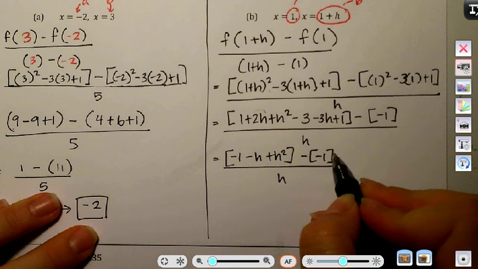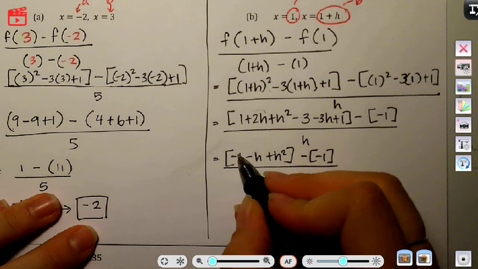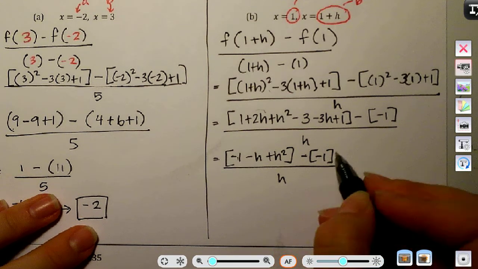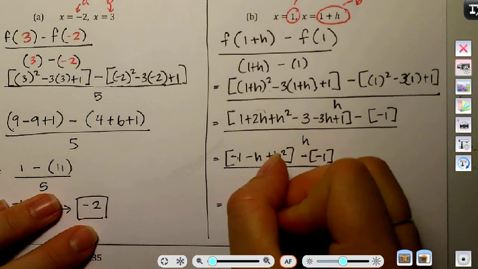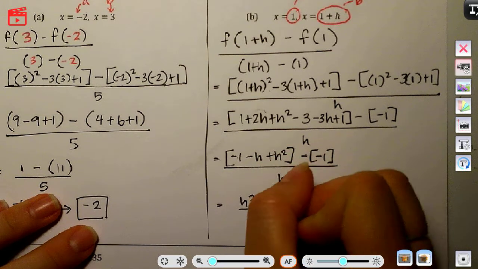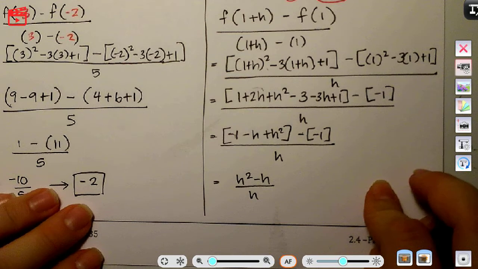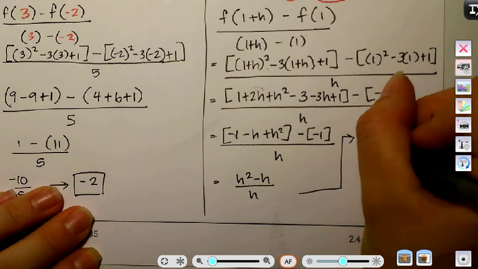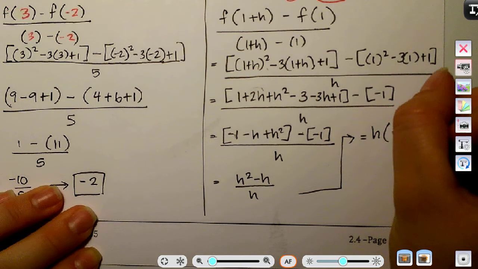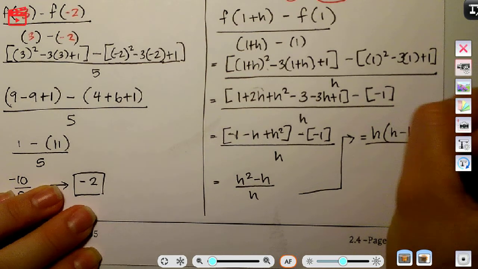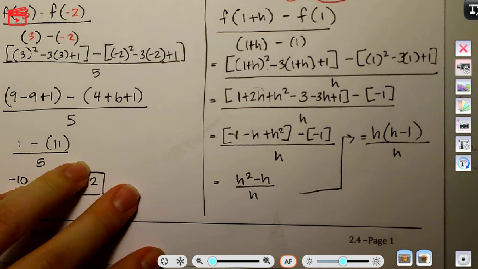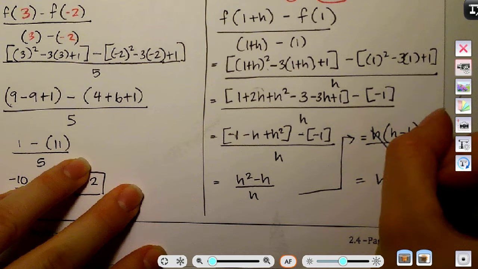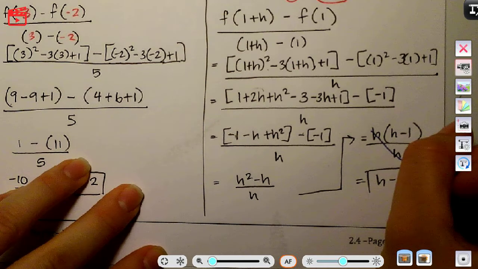All right, simplifying in the top, the 1's are going to cancel each other out. That's negative 1 and then double negative, so negative 1 plus 1. So we will be left with h squared minus h all over h. And we can go ahead and factor out that top for the h's, so it's going to be h times h minus 1 over h. And we can cancel those h's, so we'll be left with h minus 1 as our answer.